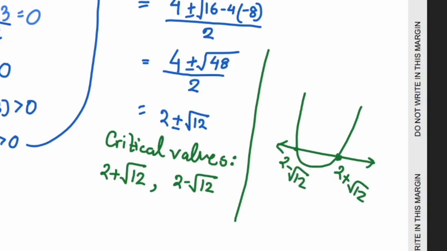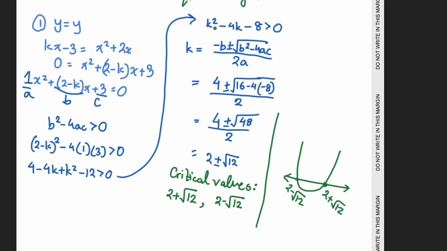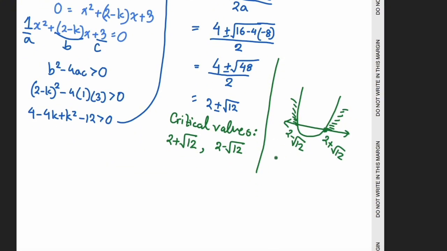What are we trying to find? k squared minus 4k minus 8 is greater than 0. When is this graph greater than 0? It is greater than 0 when it is on the left side of 2 minus root 12 and when it is on the right side of 2 plus root 12. So our two inequalities will be when k is greater than 2 plus root 12 and k is smaller than 2 minus root 12. Alright, that is our final answer.